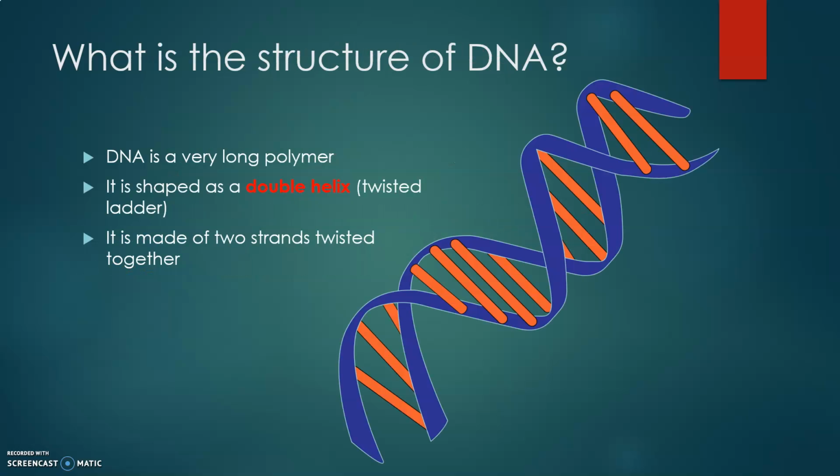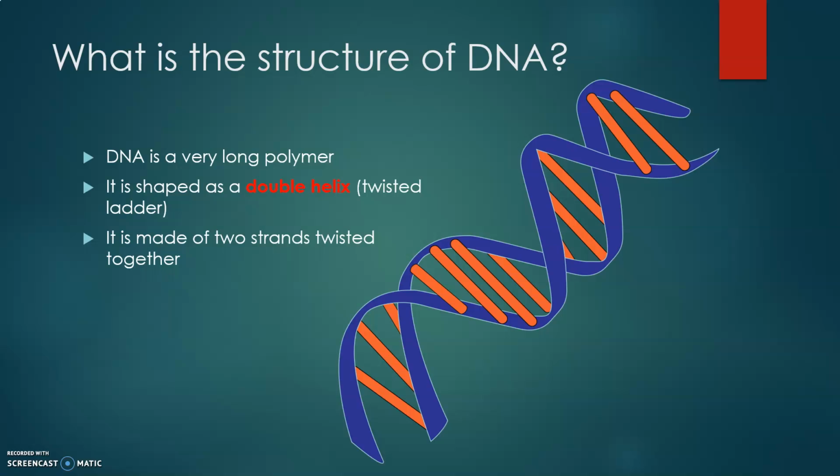Now, back to the structure of DNA. So DNA is a very long polymer. By that, it is made up of repeated building blocks. So in the case of proteins, they are made up of building blocks called amino acids. Nucleic acids are made of nucleotides.